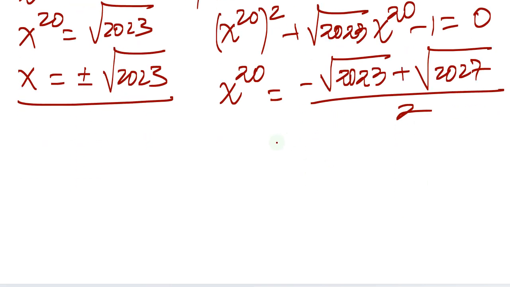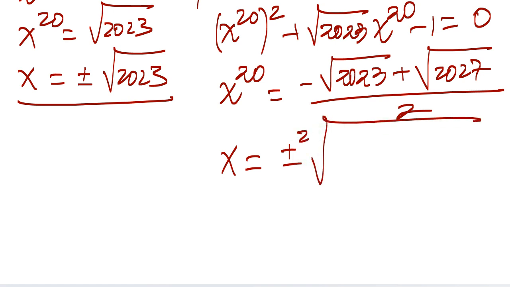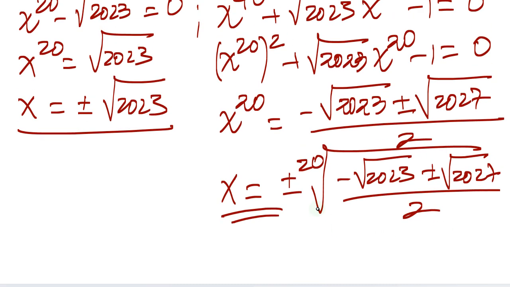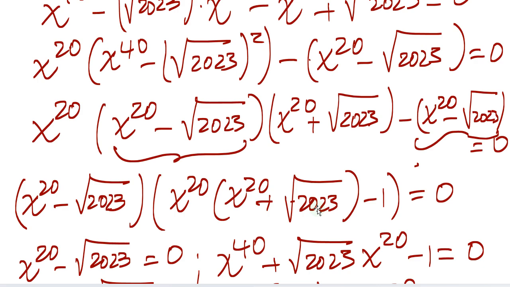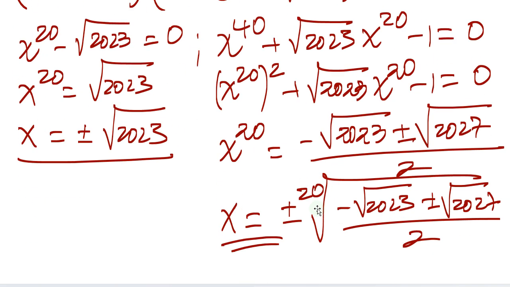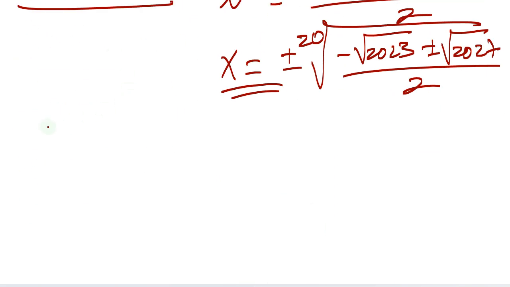So now the other solutions are going to be x equals plus or minus the 20th root of minus square root of 2023 plus or minus square root of 2027, and this divided by 2. So these are the solutions, guys, and this was the first method to find all the solutions for this problem. Now I'm gonna start solving the second method, and probably I'm gonna make 2 videos and then one gathering the 2 of them.